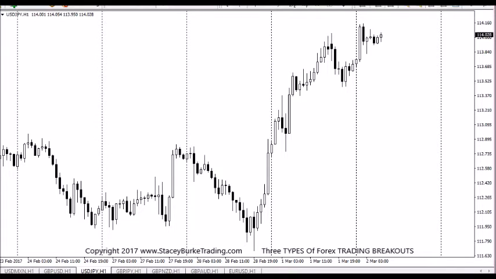But on the hourly time frame, what I look for, there are three types of setups. We talked about this before. Price will break out, it will retest, it will fill more orders, and it will continue.